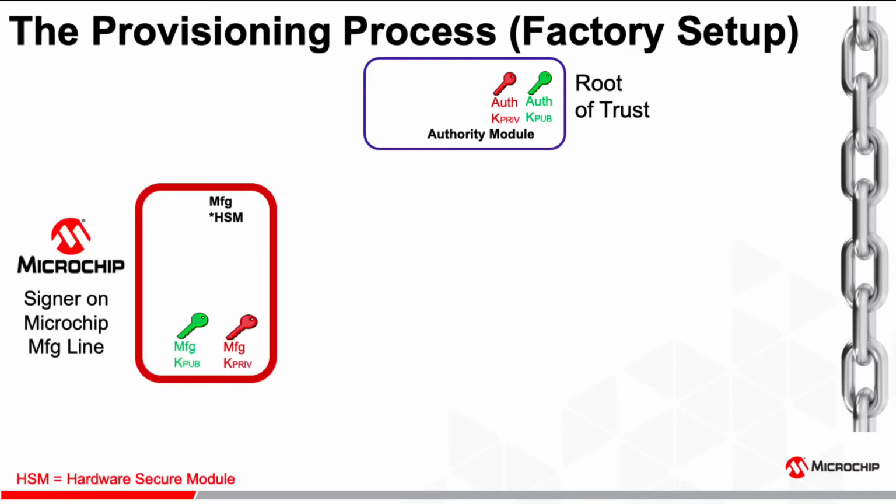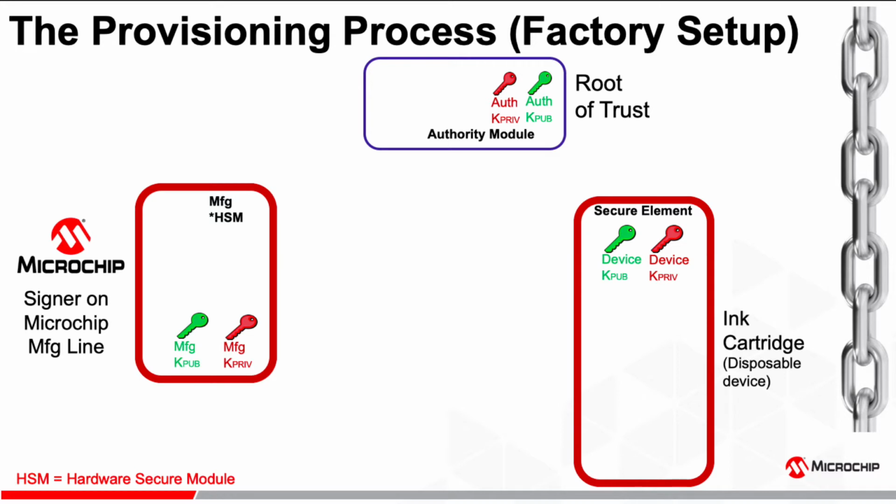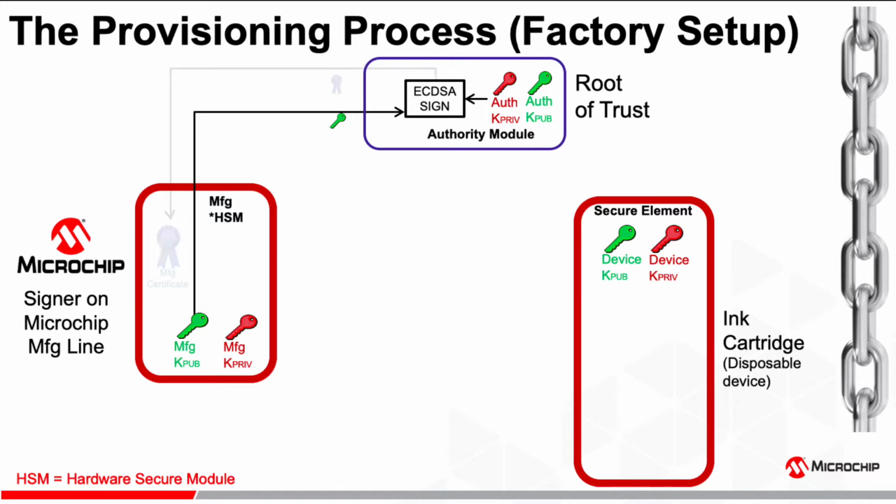That manufacturing line will have a hardware security module on it, which will protect the public and private keys of the manufacturing line. We will be making ink cartridges, the disposable device, on this manufacturing line, and each ink cartridge will have its own public-private key. The first thing that happens is the manufacturing line will send its public key to the root of trust. The root of trust will sign it with their private key, creating a certificate. This certificate will assure the world that this manufacturing line is genuine.